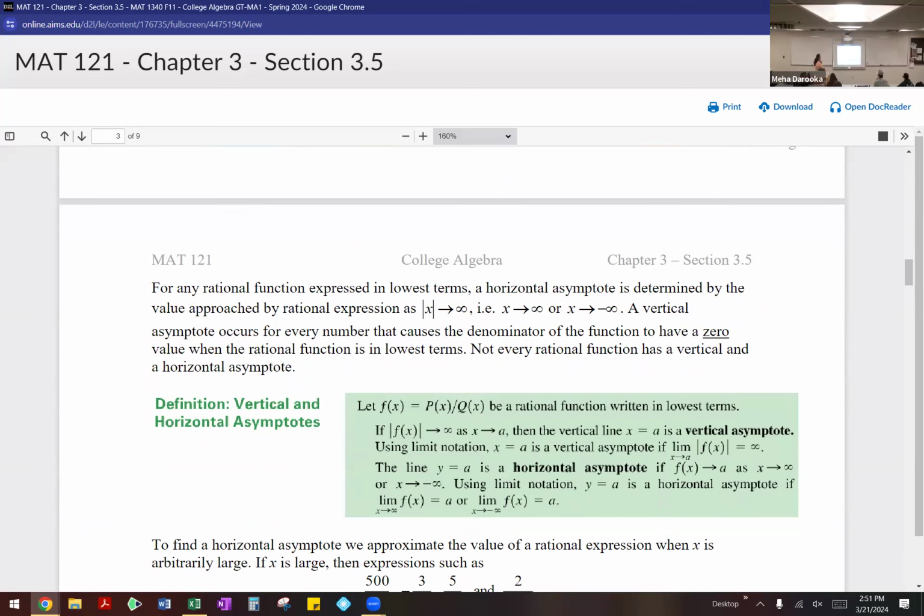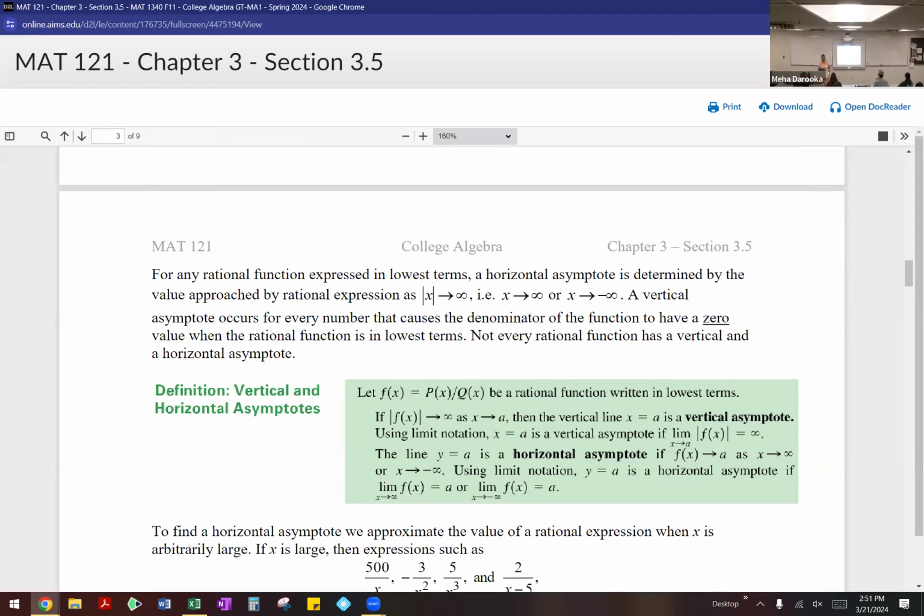So they are saying for any rational function that is expressed in lowest terms, the horizontal asymptote is determined by the value approached by the rational expression. So is your expression approaching positive infinity or negative infinity for the x value? Based on that, we can come up with where the horizontal asymptote is going to be. A vertical asymptote occurs for every number that causes the denominator of the function to have a 0 value. So that's where all your vertical asymptotes are going to be. Not every rational function has a vertical and a horizontal asymptote. So it's not like a default thing that they're all going to have. It just depends on how the function is defined.